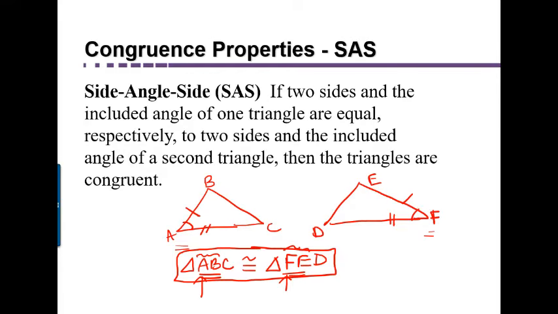So this would be an example of concluding that two triangles are congruent based on side, angle, side. Two sides, AB is equal to EF, and AC is equal to DF, and the angle in between, angle A is equal to angle F.